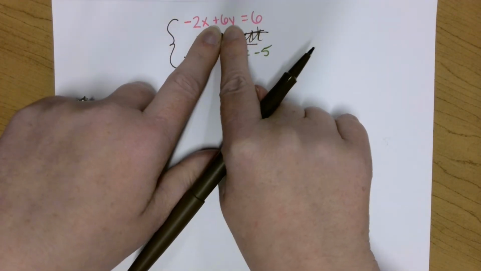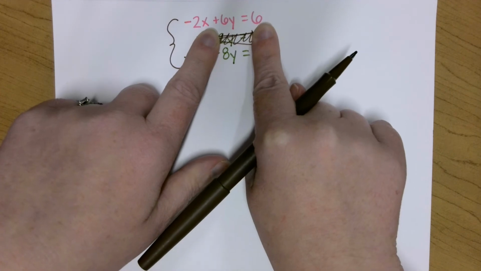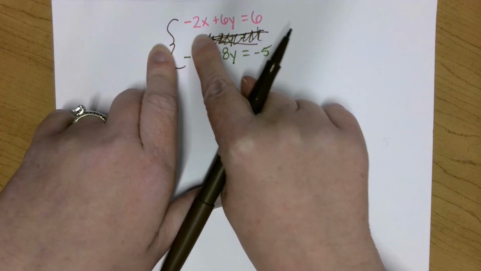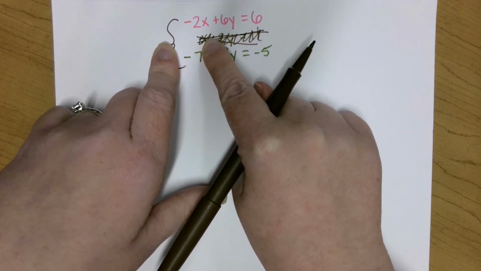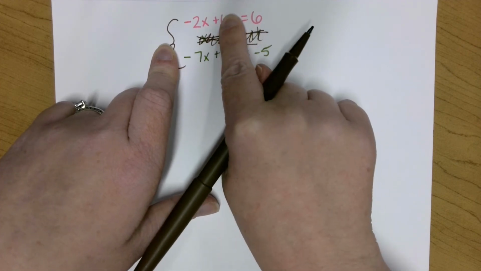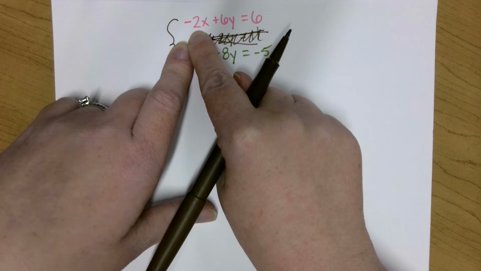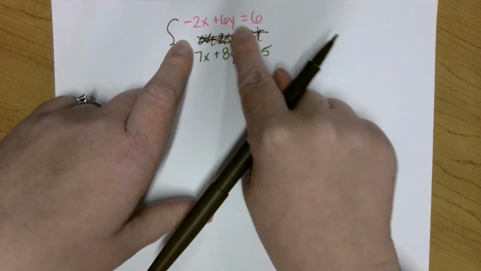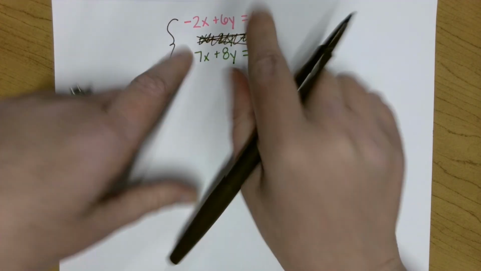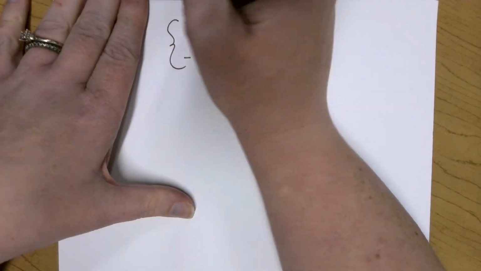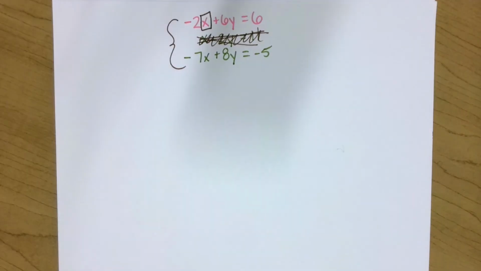If I look at the y, I have 6. Well, I could divide 6 by 6 and it not be a fraction, but I can't divide 2 by 6 without it being a fraction. So I don't want to get y by itself. So if I look at x, it has a -2. I can divide both of my 6's by -2 and have whole numbers. So we're going to try to get this x by itself.